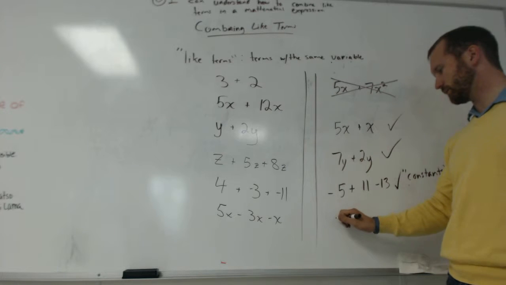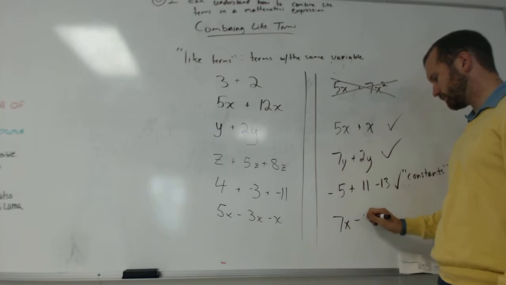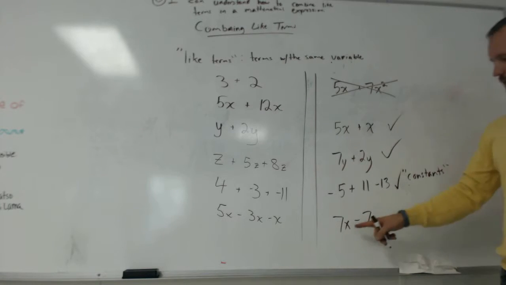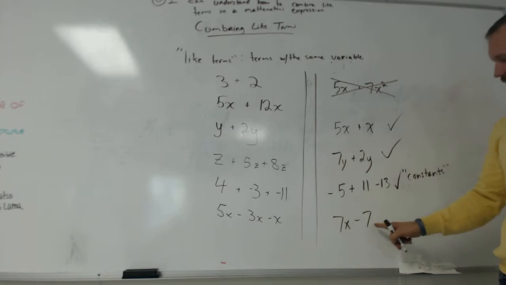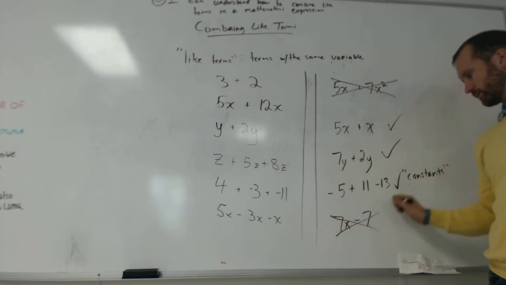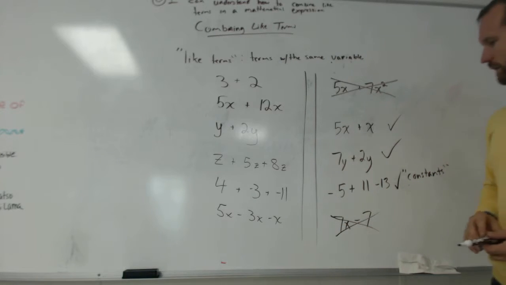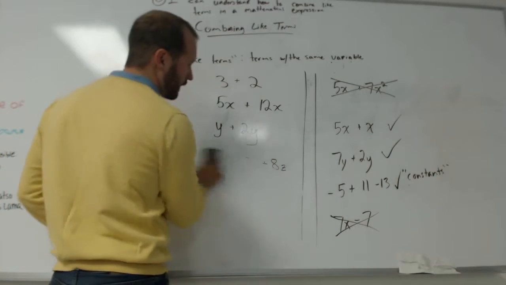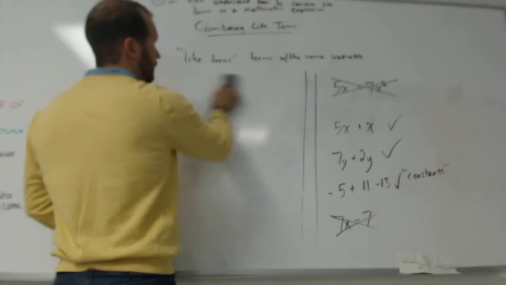How about this? Are these like terms? No. Why not? They're not the same. There's a variable involved. This one has an x, this one does not. Yeah. It's like playing a matching game. It is kind of like playing a matching game. I like that game. So let's talk about how we use this in math.